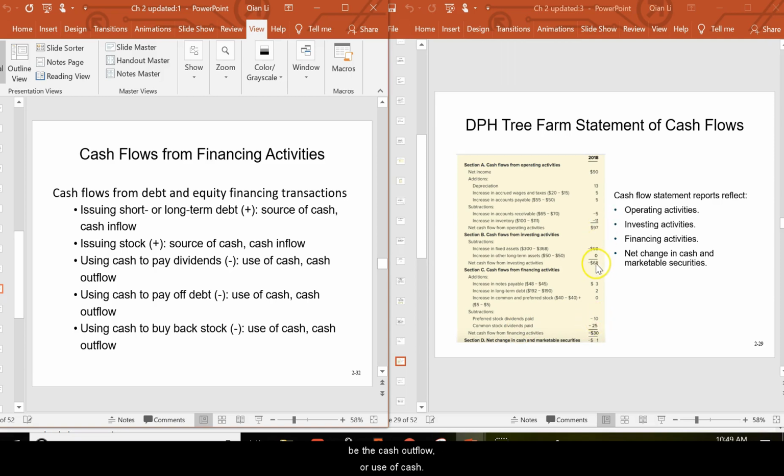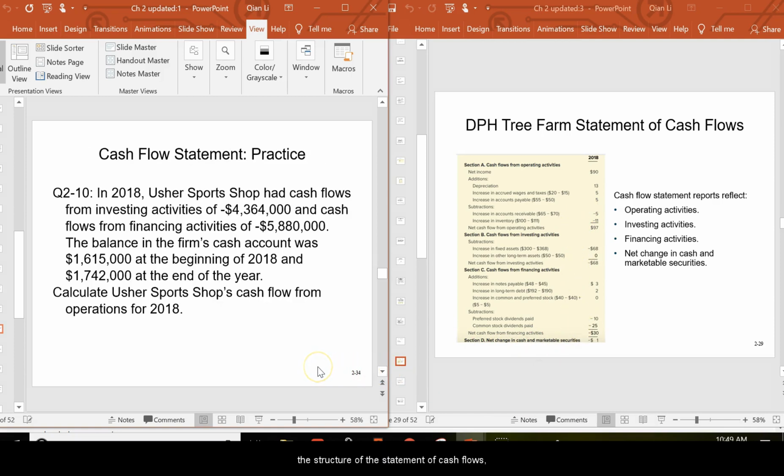And when you sum up the net cash flow from all three activities, you get the final result, which is section D, net change in cash and marketable securities. And usually I describe this as A plus B plus C equals D because the final result is the total of the net cash from all three different activities. So now once you understand the structure of the statement of cash flows, let's look at a practice question.